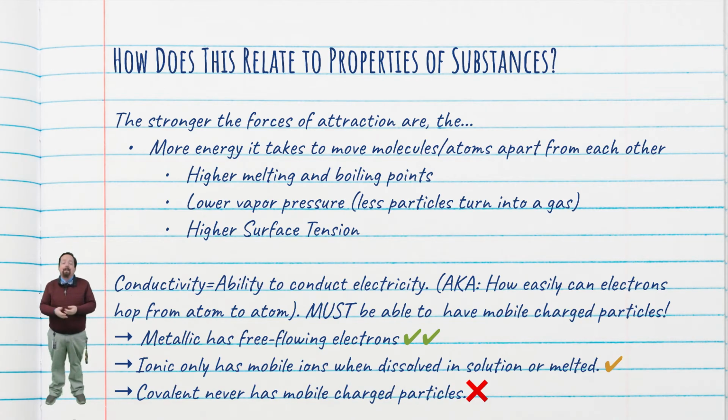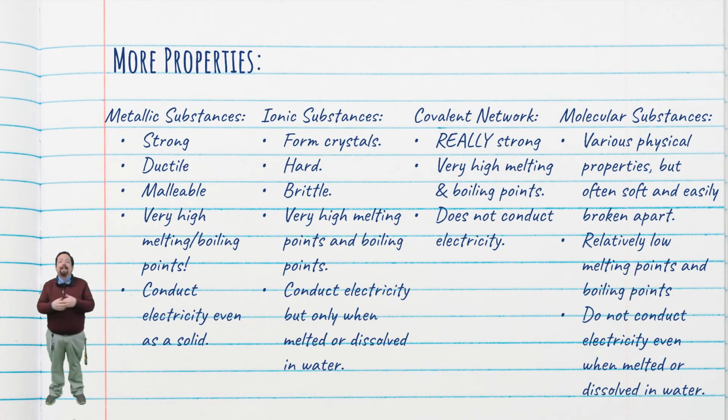Lastly, covalent substances, whether network or molecular, never really have fully charged particles, so they don't conduct electricity in any situation. Here's a quick summary of the types of properties you can expect from each of these types of substances. Metallic, ionic, and covalent network substances all have very high melting and boiling points, as all of the particles are held together by strong intramolecular bonds.